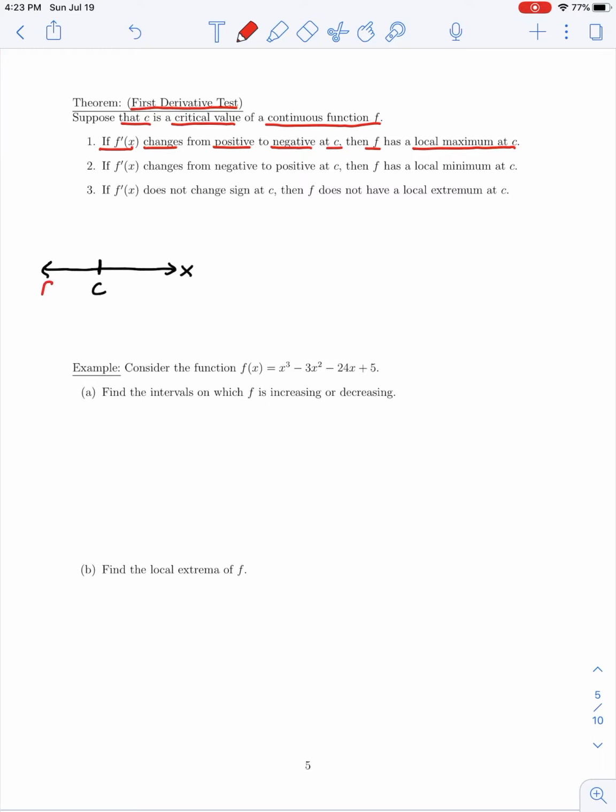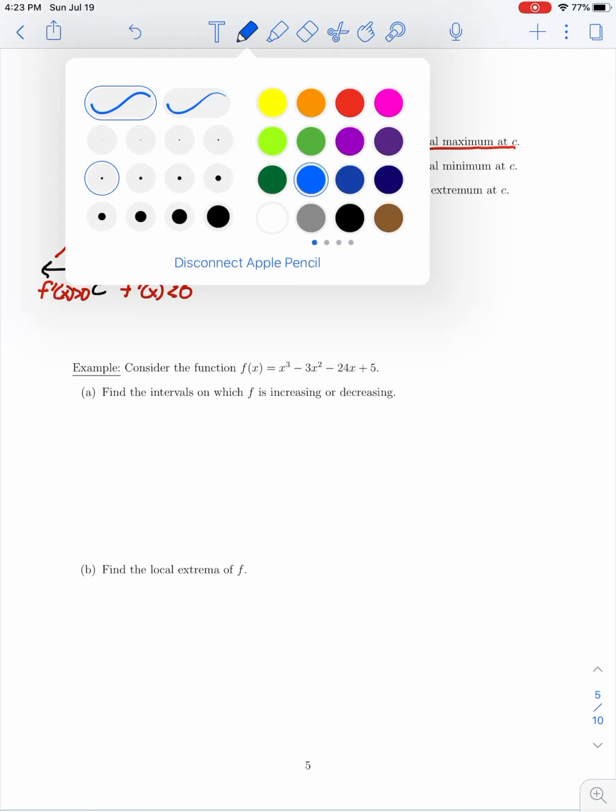So let's think about that. If our derivative was positive to the left of c, that means our function is increasing. And if it changes to a negative at c, that means our function is decreasing to the right of c. So the graph of our function, we can see the way that we've illustrated it, has a peak or a maximum that's occurring at c itself, where we change from increasing to decreasing. So that is the first case for this first derivative test.